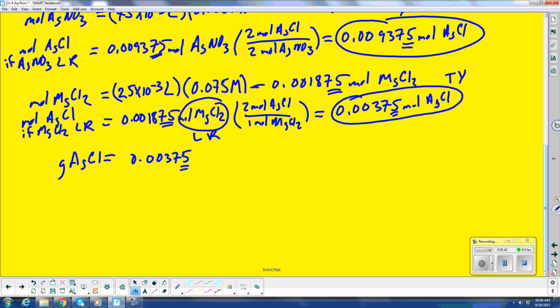0.00375 moles of silver chloride times 107.87 plus 35.45 grams per mole. Let's try that again.